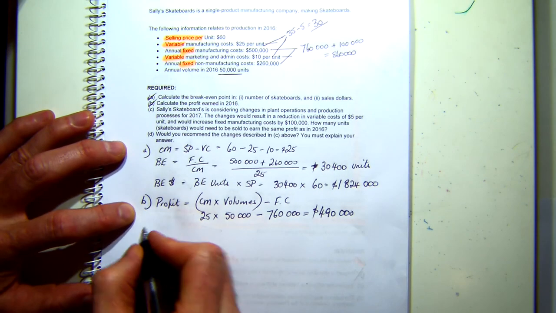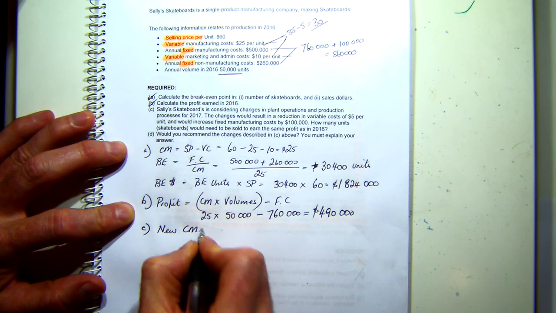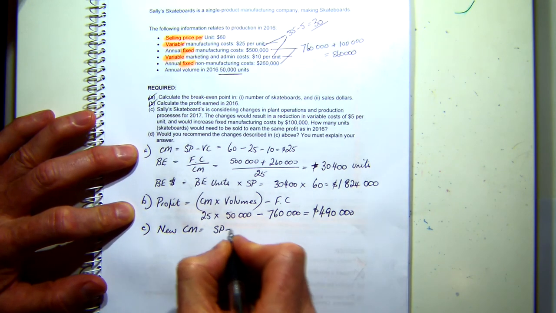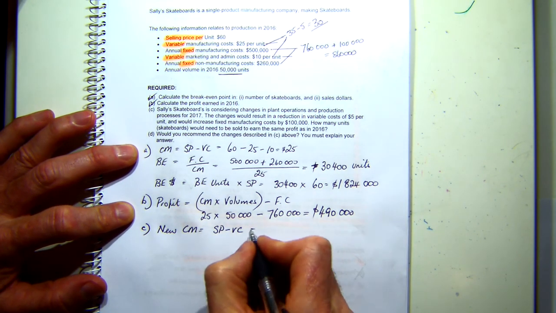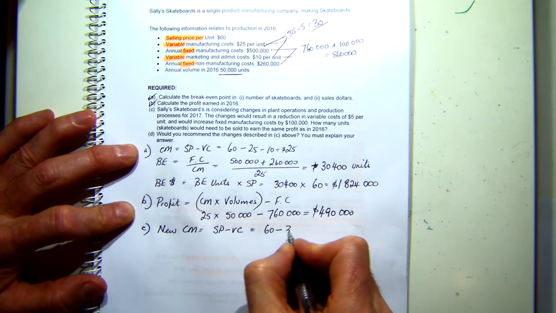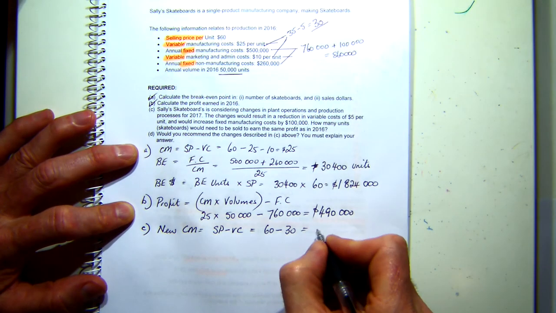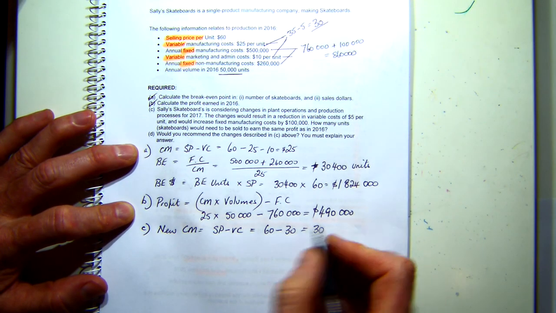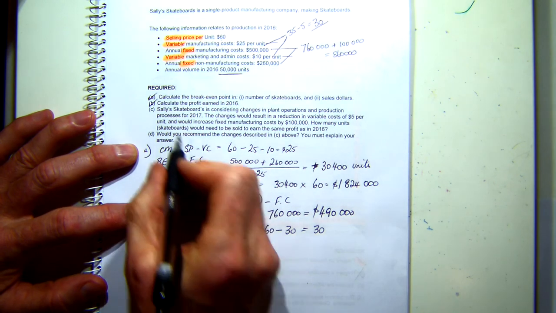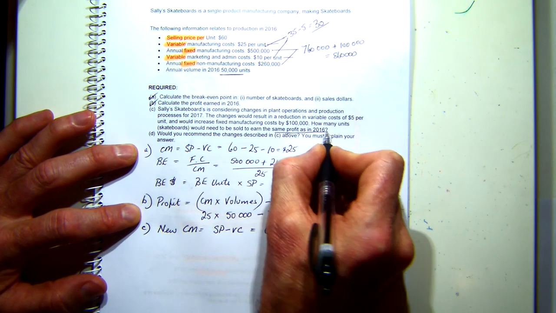So my new contribution margin equals my selling price minus my variable cost. My selling price didn't change, it stayed at 60, and my variable cost changed to 30, so it equals 30.